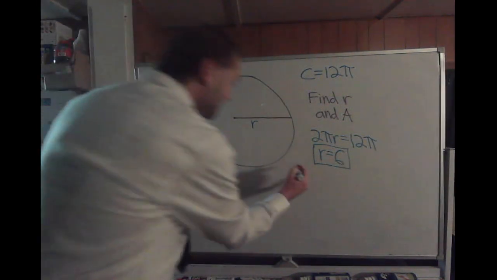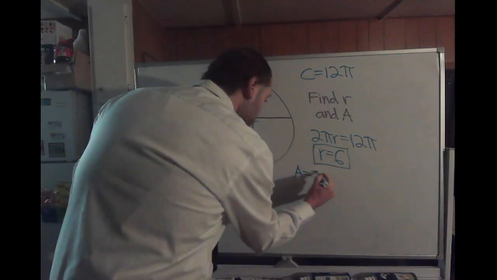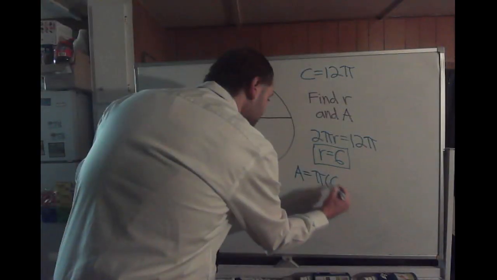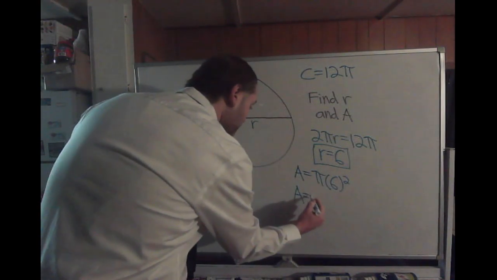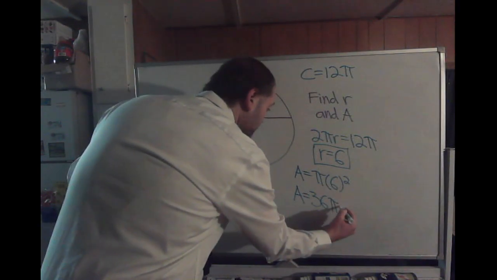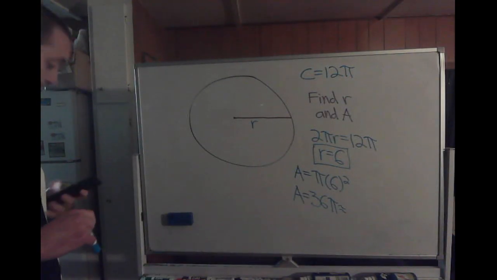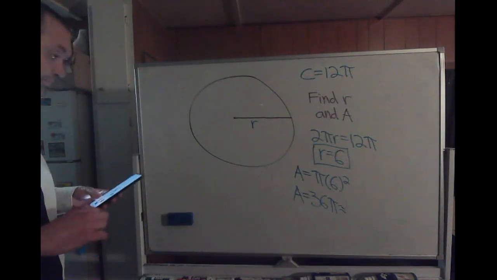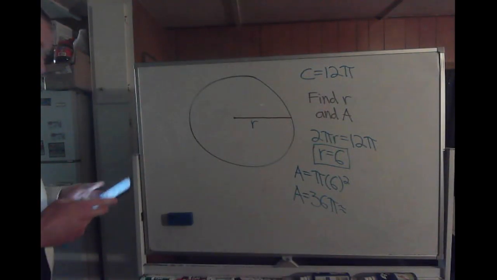Now we can find the area quite easily since we know the radius. The area, of course, is pi times that radius of 6 to the second power, which to get the exact area would be 36 pi square units. Then we can do a 1 decimal place approximation of that, which would give you about 113.1 square units.